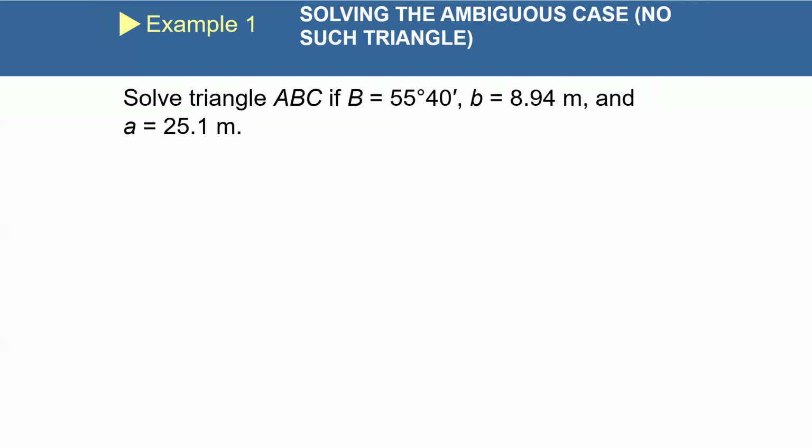Okay, now let's dive in. So we have triangle ABC. If B equals 54 degrees and 40 minutes, side B equals 8.94 meters, and side A equals 25.1. What's the first thing I said you should always do when you're given the values? Draw the triangle. So I'm going to draw and label my triangle.